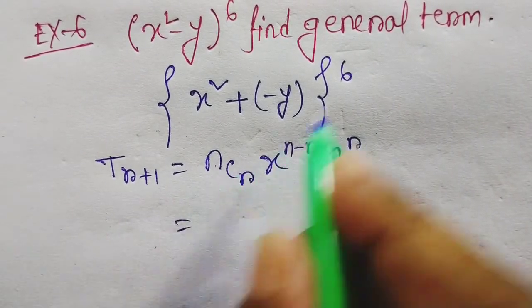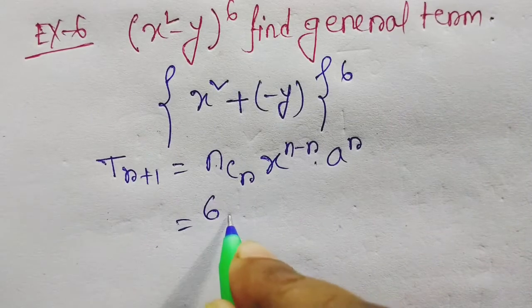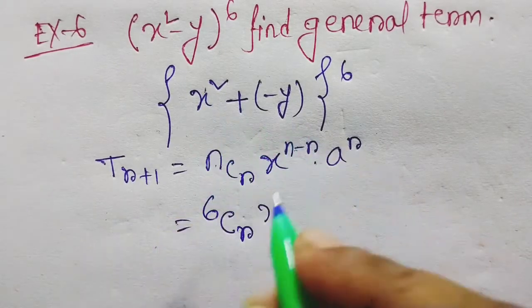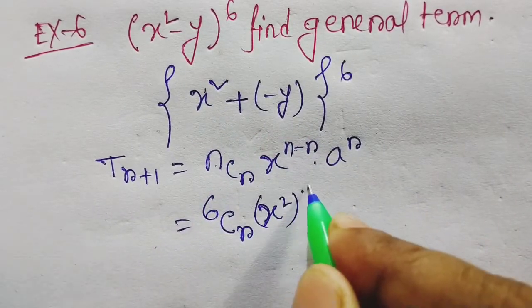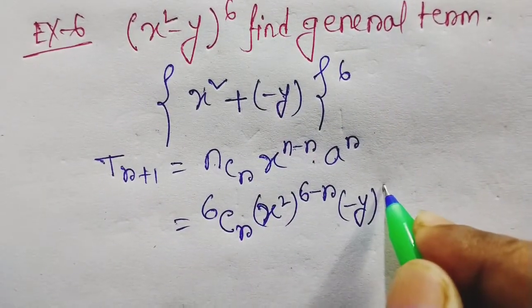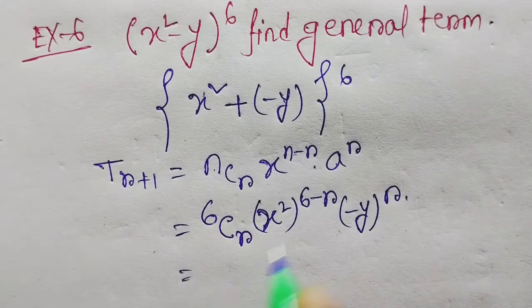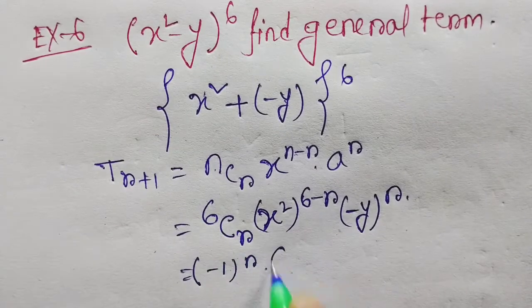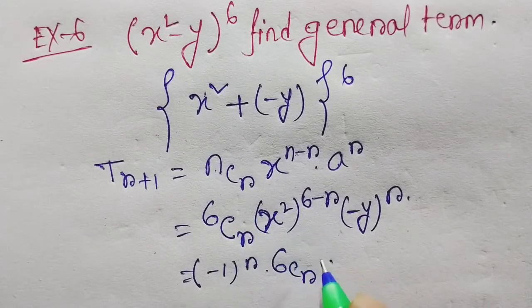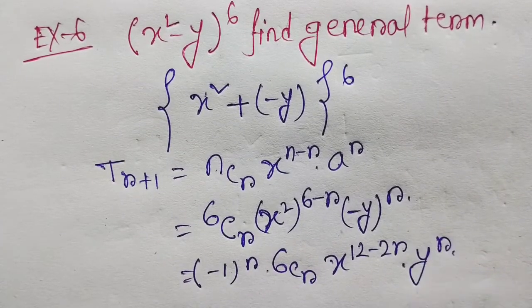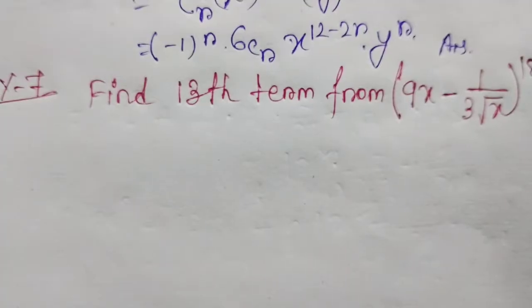So here n means 6. So write here 6Cr. Next, x to the power, that means x square, so x square to the power 6 minus r, and a to the power r, a means minus y to the power r. Now it can be written as minus 1 to the power r, 6Cr, x to the power 12 minus 2r, and y to the power r. This is our final answer. Now try to solve the next question.